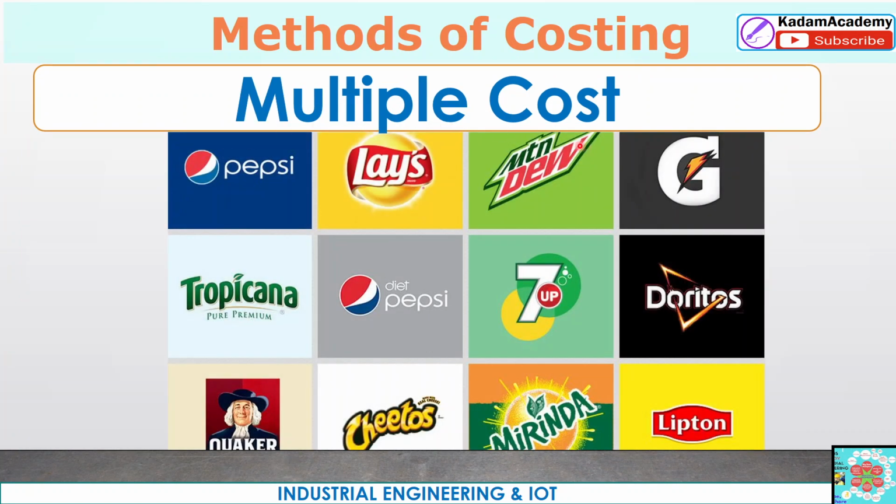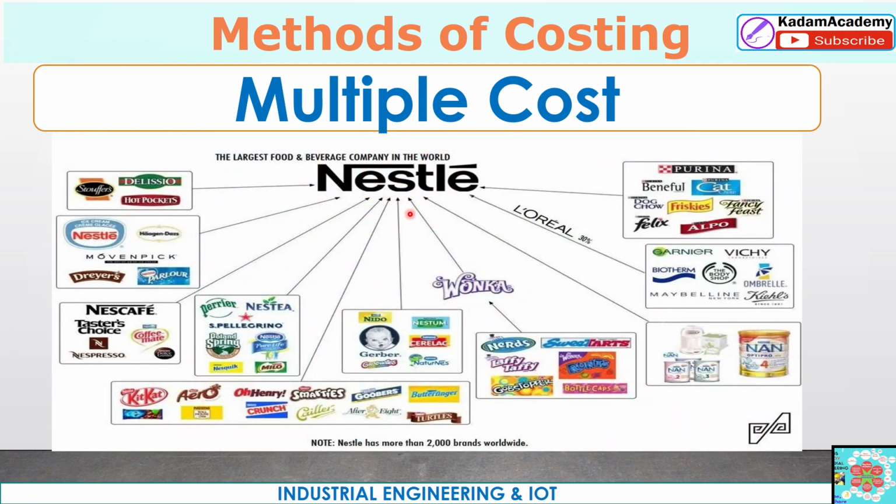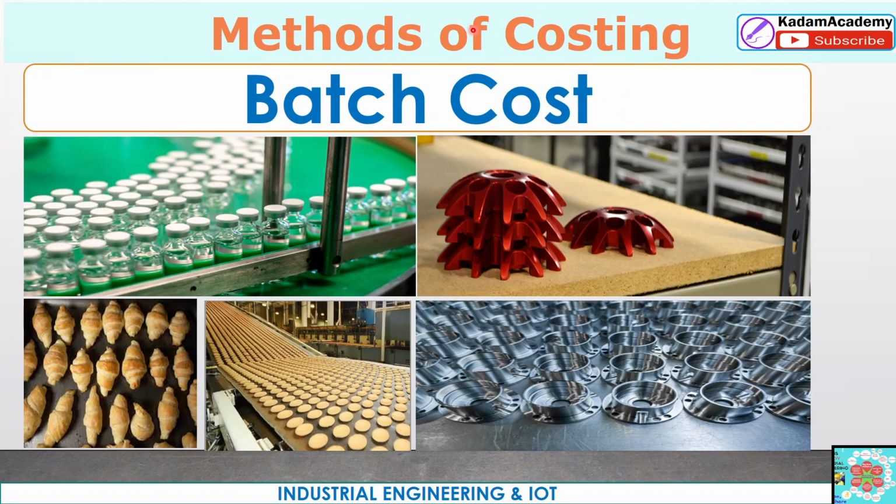If multiple products, they come under multiple costing. Under Pepsi there are different products they are manufacturing. You can see here Pepsi, Lay's, Mountain Dew, Doritos, 7-Up, Diet Pepsi, Mirinda, Lipton, Tropicana. These are the different products. Similarly here Nestle, they are also manufacturing a number of products, near about 2000 brands worldwide. This comes under multiple costing. So this is the method of costing for multiple products. This method is used in firms which manufacture a variety of standardized products, which have no relation to one another in cost and quality type of process.